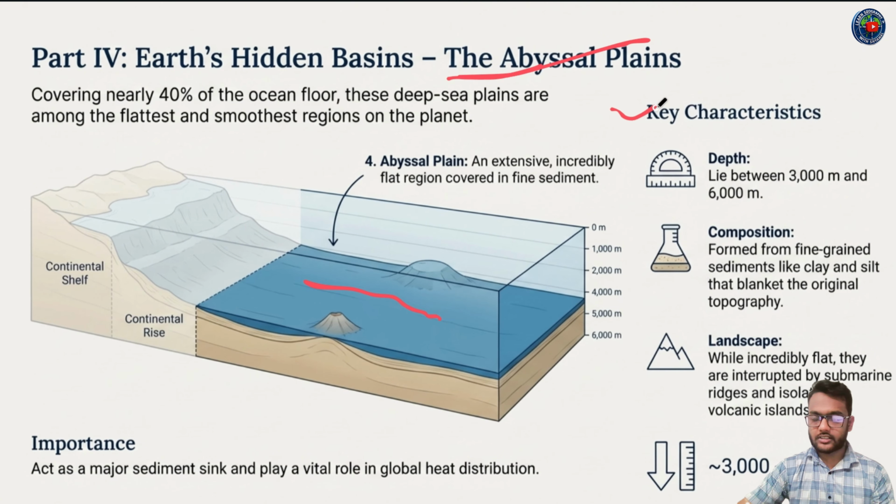Key characteristics: depth lies between 3,000 meters and 6,000 meters. Composition: formed from fine-grained sediments like clay and silt that blanket the original topography. While incredibly flat, they are interrupted by submarine ridges and isolated volcanic islands. Importance: act as a major sediment sink and play a vital role in global heat distribution. This is abyssal plains.